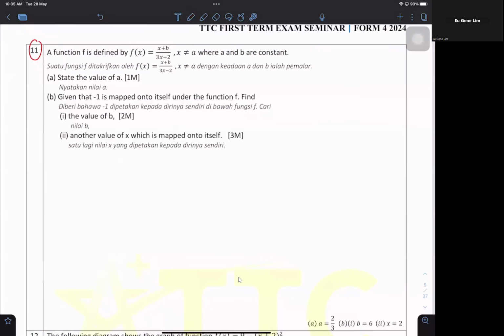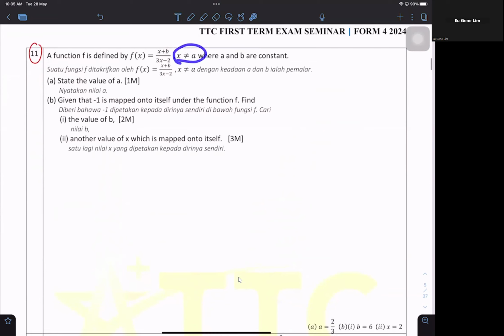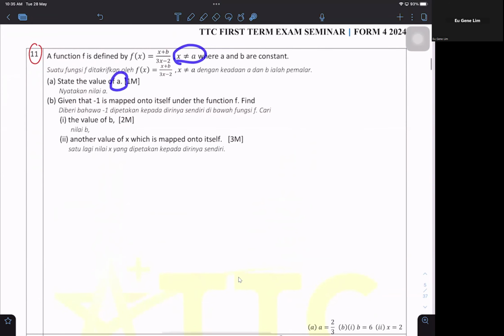Okay, function f is this. This is the function. And then the question says x cannot be a. So what is the value of a? This question is only 1 mark. Either you know or you don't know.